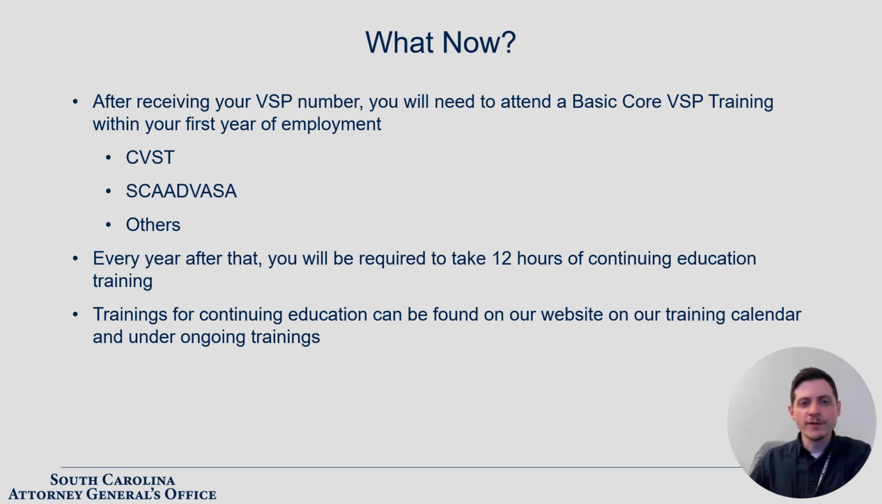So now that you've received your VSP number, you might be thinking that that completes your certification, but there's actually one more step you'll need to take. You'll need to attend the Basic Core VSP training within the first year of your employment. The Basic Core training is a 15-hour course that's designed to go over the basics that we think all VSPs need to know. It's done over the span of a couple days typically. We do one here at CVST every year, and then SCAD VASA does 3 throughout the year. Other agencies will also put them on intermittently.